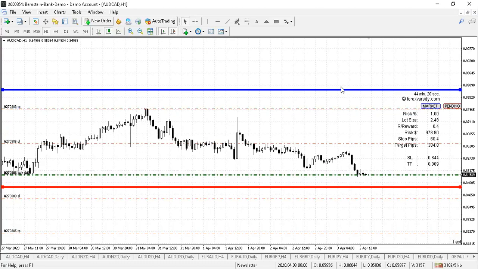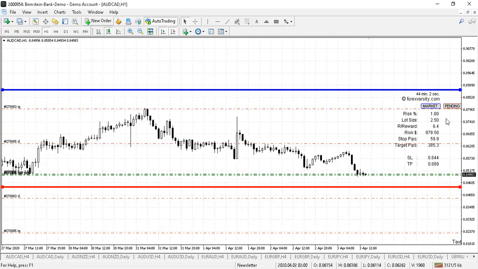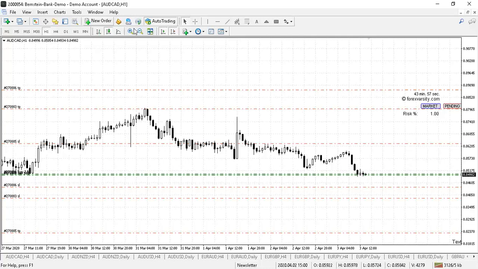Then to do it automatically, you need to make sure this auto trading is switched on. Once it's switched on, you hold down the Control key and then you click on E, and you're going to get this little box that comes up here. You simply click OK, and it places that trade for you at the correct lot size, and then you haven't had to go through the new order way.